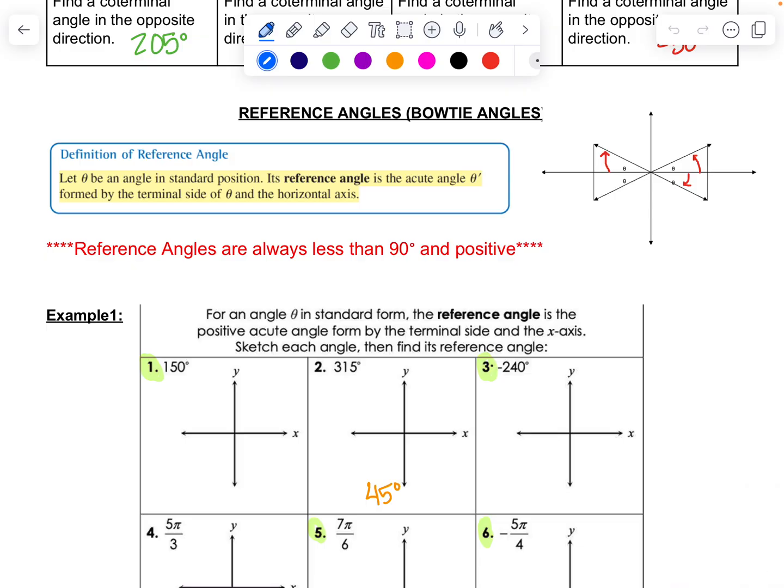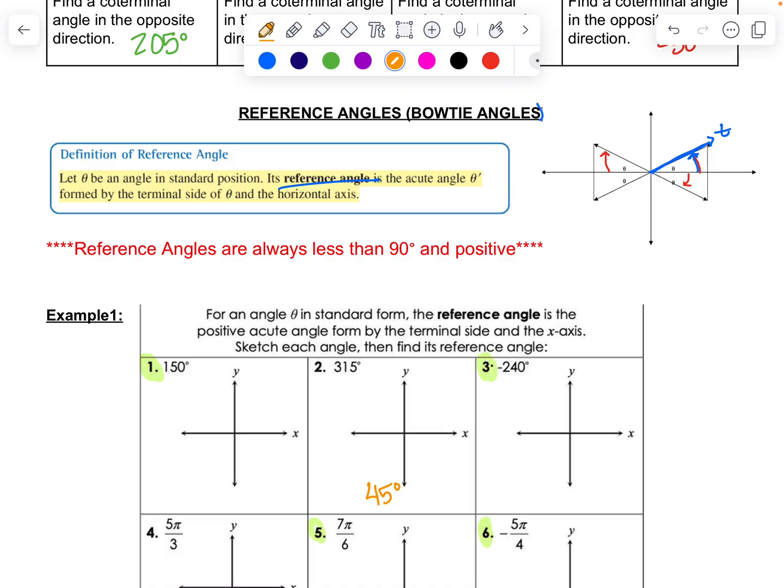So what is a reference angle? A reference angle is the angle that is created from your terminal side to the closest x-axis. So if I had any of these angles, so this is my terminal side here. Let's say that this is side T, okay? My reference angle is created with that closest x-axis. No matter where that angle is, they're creating bow tie angles. That's what we've called them also, okay?